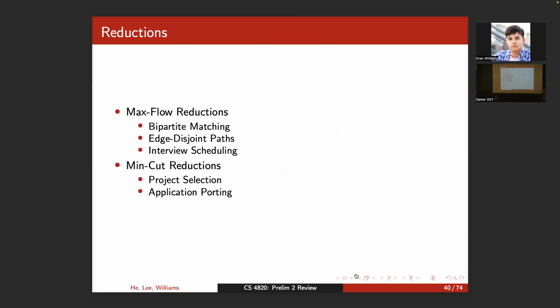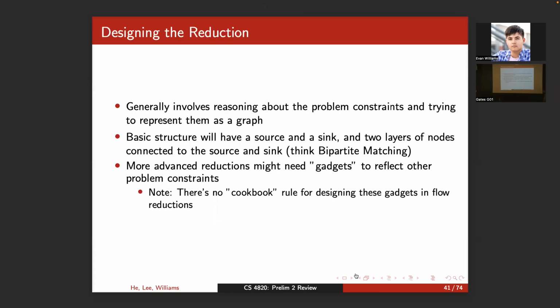Okay, so let's move on to reductions. We use max flow in order to reduce from other problems. There's a lot of cool reductions that we've done in our homeworks. So these are some examples of max flow reductions, and then these are some examples of min cut reductions. It's going to be the same regardless, you're making a flow network, but whether you're using max flow or min cut to prove that is going to be the difference here. So if we go on to the next slide.